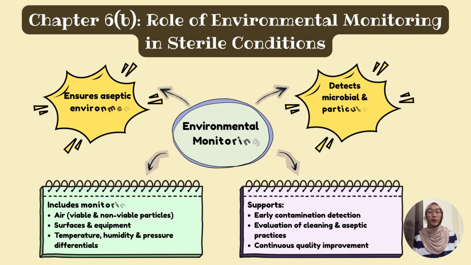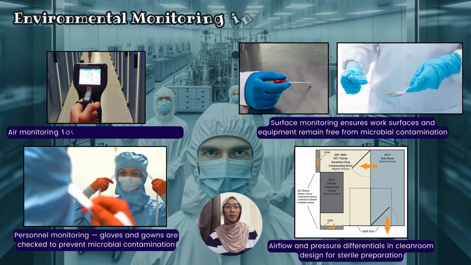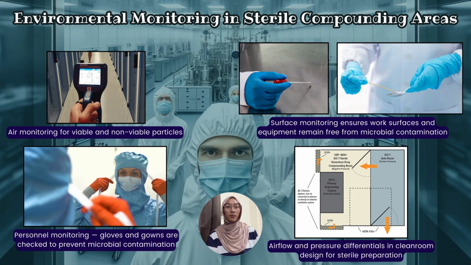Moving on to environmental monitoring, this is another key component in maintaining sterile conditions. Environmental monitoring ensures that the compounding environment remains aseptic by detecting both microbial and particulate contamination. This includes monitoring the air for viable and non-viable particles, checking surfaces and equipment, and controlling temperature, humidity, and pressure differences. By doing this, environmental monitoring allows early detection of contamination, which helps to evaluate cleaning and aseptic practices and supports continuous quality improvement.